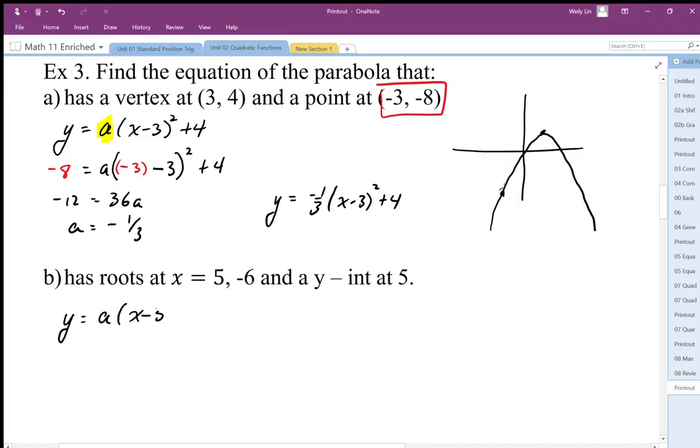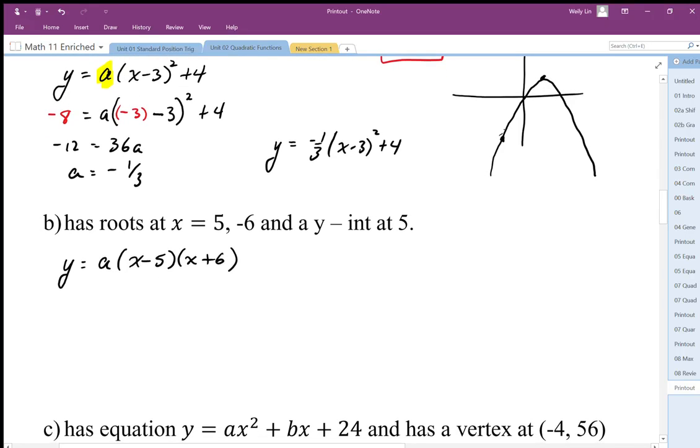So we're going to have roots at 5 and negative 6. And then we need to solve for the a value. Well, we plug in the y-intercept of 5 when x is 0. And then solve for a. So we end up with negative 30a equals 5. So a equals negative 1/6.